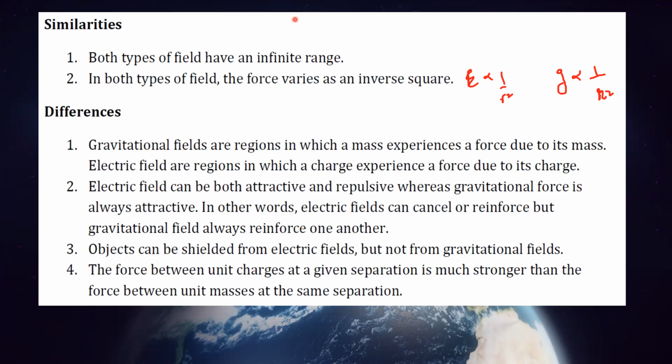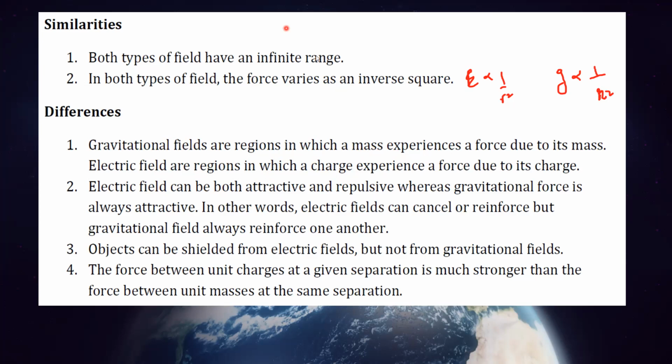So how are they different? A gravitational field is a region in which an object can experience a force due to its mass. And an electric field is a region in which a charge experiences force due to a charge. The electric field can be attractive or repulsive: like charges repel, unlike charges attract. Whereas the gravitational field can never be repulsive, it is always attractive. And an object can be shielded from an electric field but not from a gravitational field.